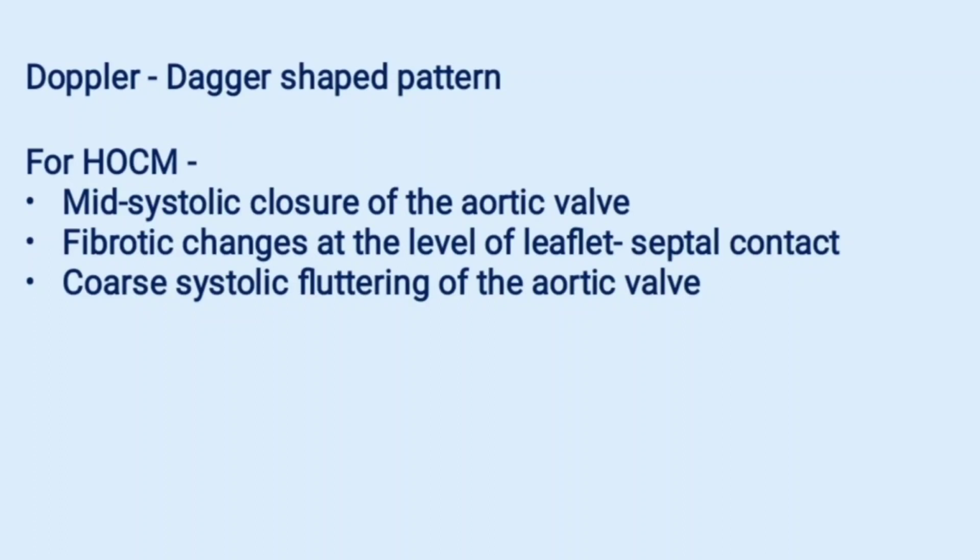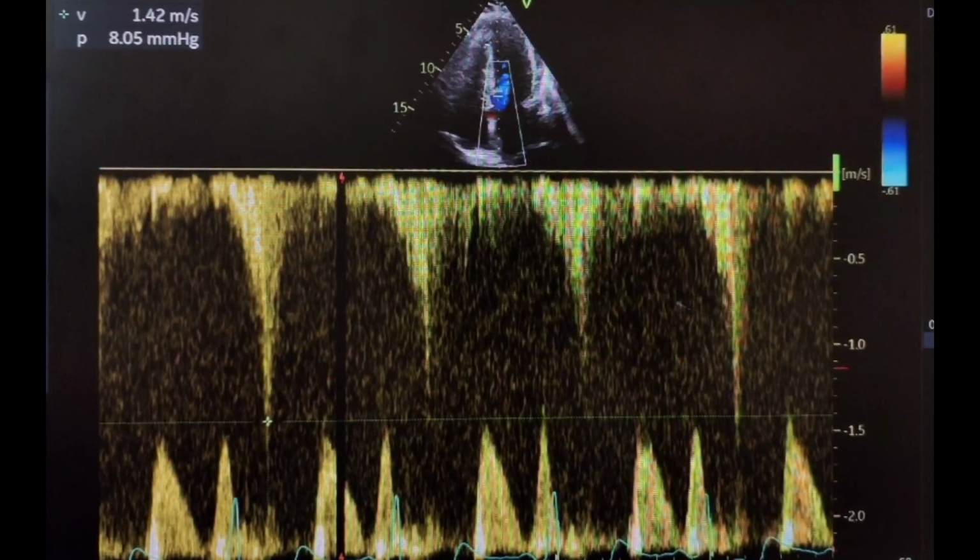Doppler studies provide a more direct evaluation of the presence, location and degree of dynamic subaortic obstruction. Using pulse wave Doppler from an apical approach, the sample volume is slowly moved from the apex progressively towards the base, recording the velocity curve at each step. This stepwise calculation using pulse wave Doppler is advantageous in intracavity gradients due to apical hypertrophy. In about 70% of the patients with HCM, subaortic obstruction is present at rest or with exercise and is characterized by mid-systolic closure of the aortic valve, fibrotic changes at the level of leaflet septal contact, and coarse systolic fluttering of the aortic valve.